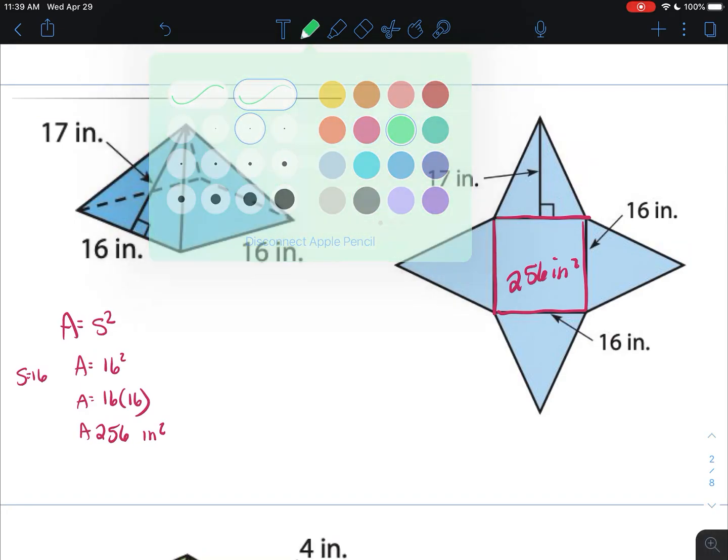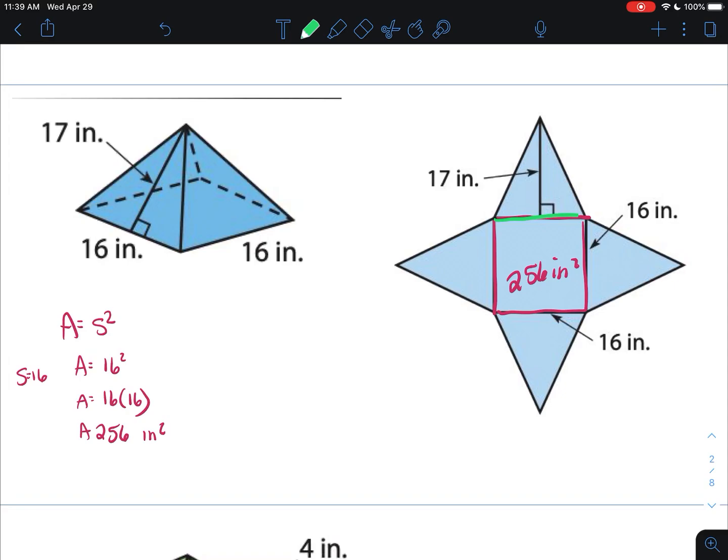After that, you can find the area of each triangle. Since they have a side of the square as the base, and they're all going to be 16, and they all have the same height, which I went over, every single one of these triangles is exactly the same. So once you figure out one, you have them all. We're going to figure out the area of the triangle.